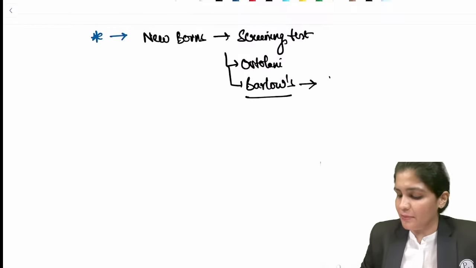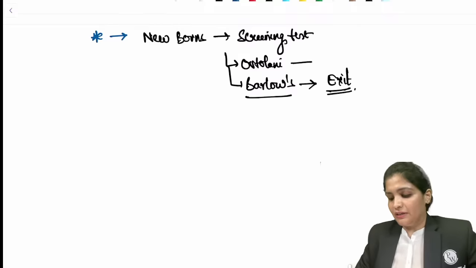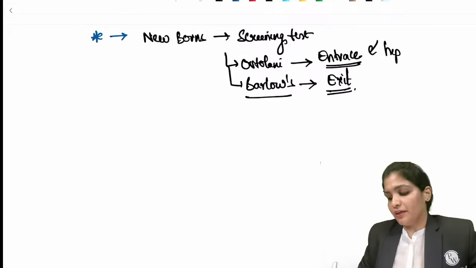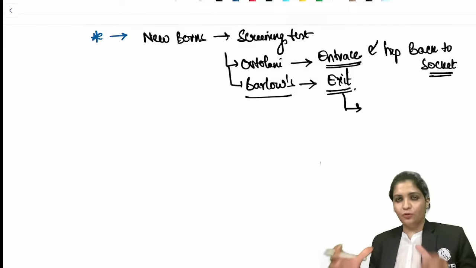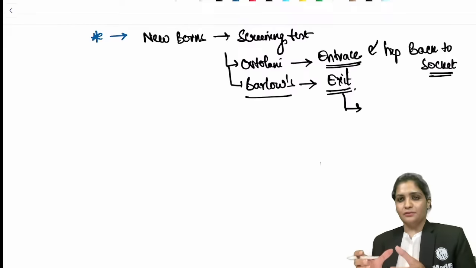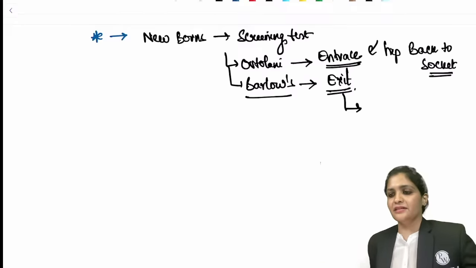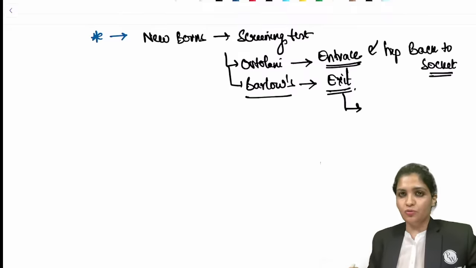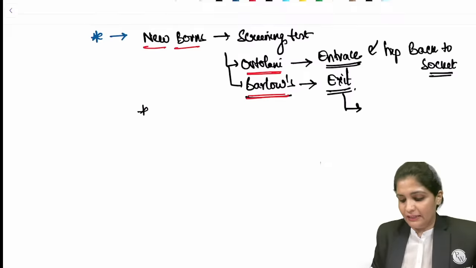So Barlow's test is nothing but your exit. So you can remember it as Barlow's test is exit, and Ortolani is entrance. That is, you can bring the hips back into the socket. In Barlow's, you take the hips back. So you wantedly dislocate the hip with such a maneuver, that is Barlow's, you cause adduction of the hip, and then with the abduction, the hip again enters into the socket. So these are two screening tests which are used in the newborns for diagnosing your CDH. Then there would be various other clinical features.